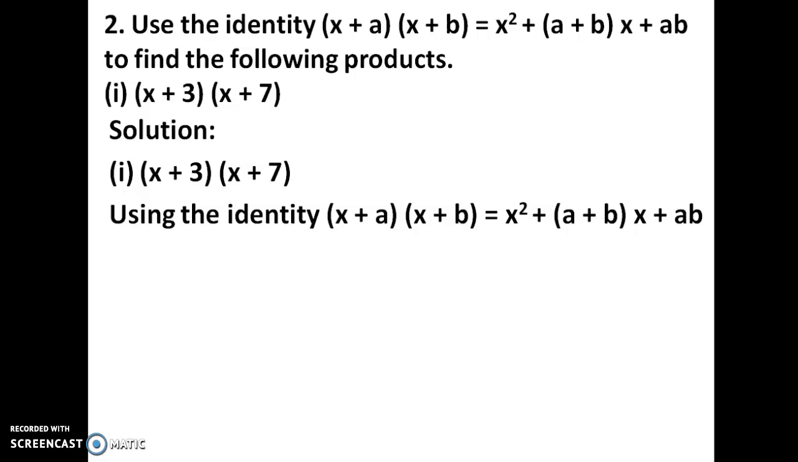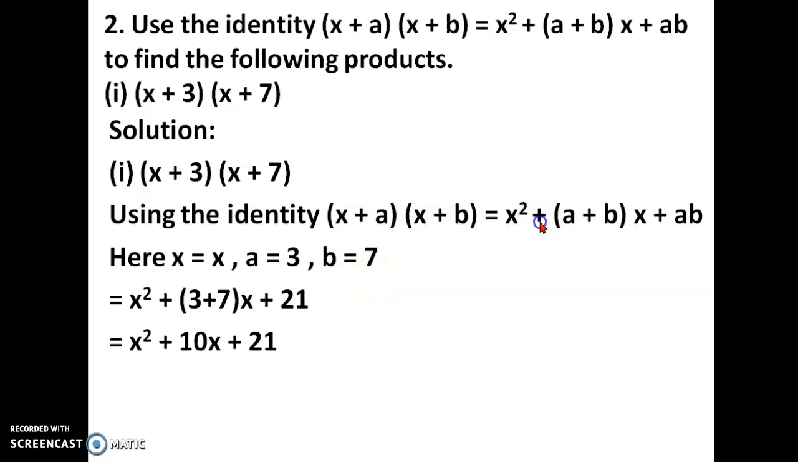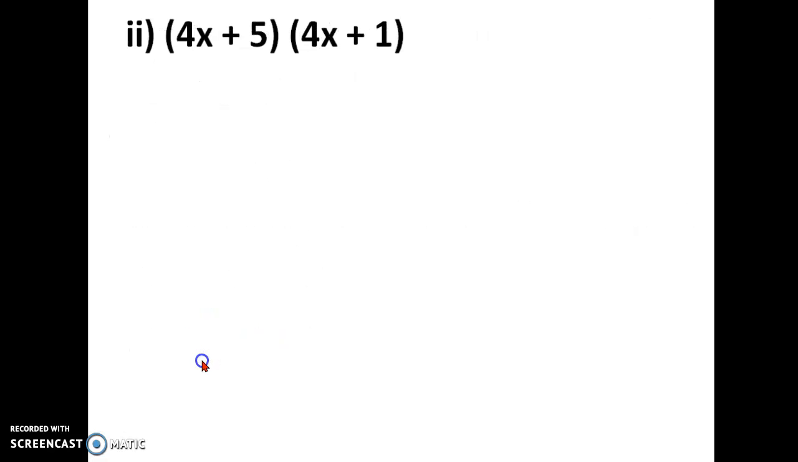Using the identity, first write that identity, then write what is what. x is x only, a is 3 and b is 7. Now put it in the identity carefully. So x² + (a + b)x + ab, that is (3 + 7)x + ab, that is a into b. 3 sevens are 21 I am getting. 3 plus 7 is 10 here. So that's the answer.